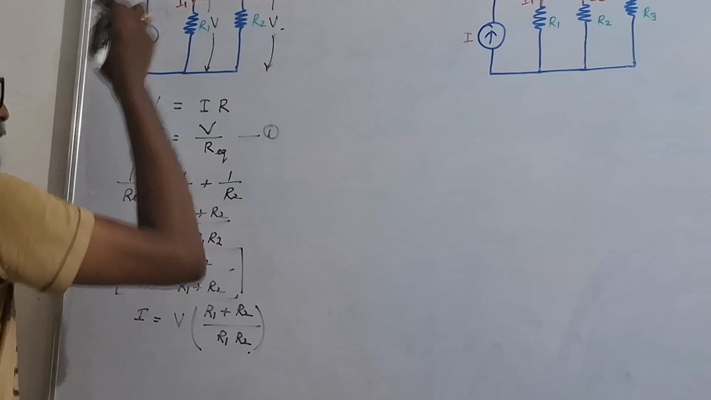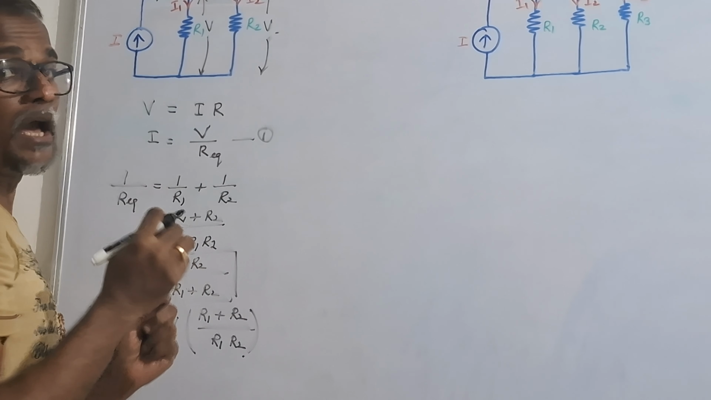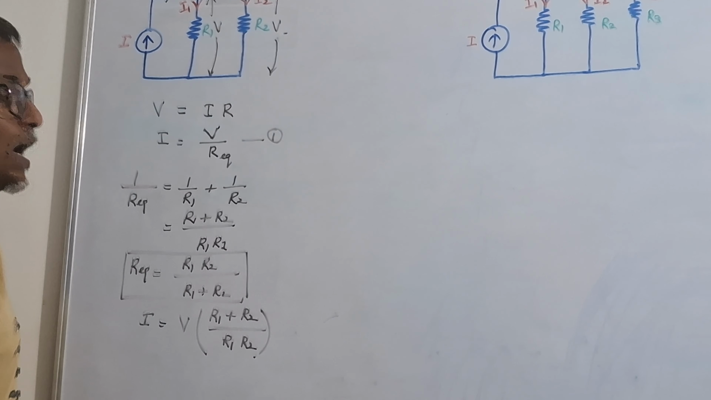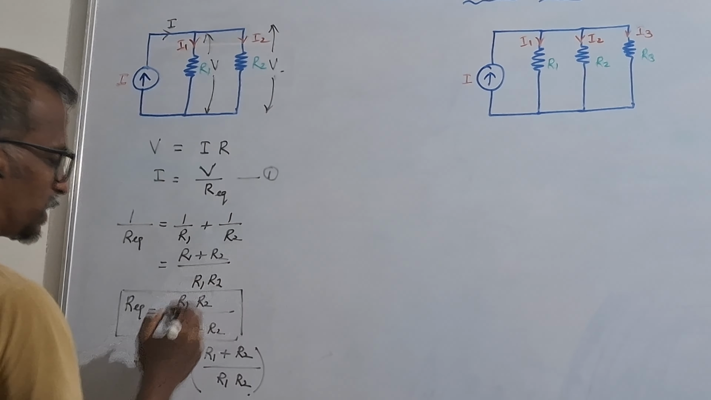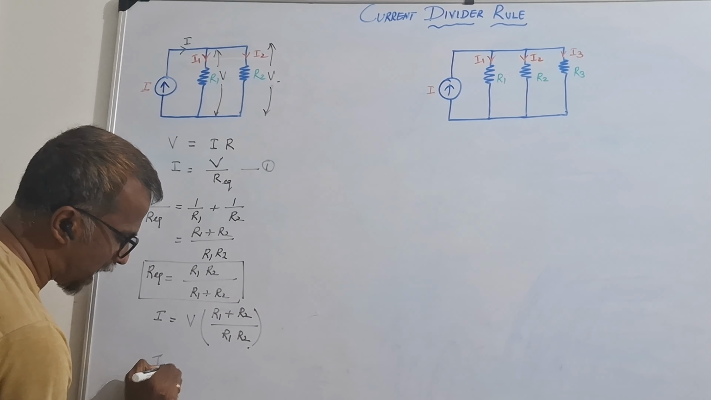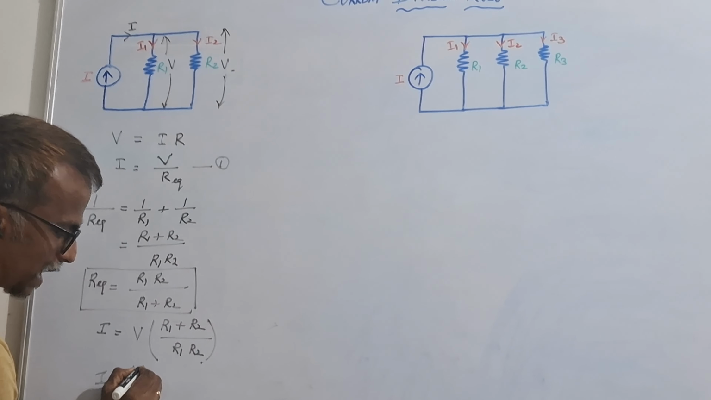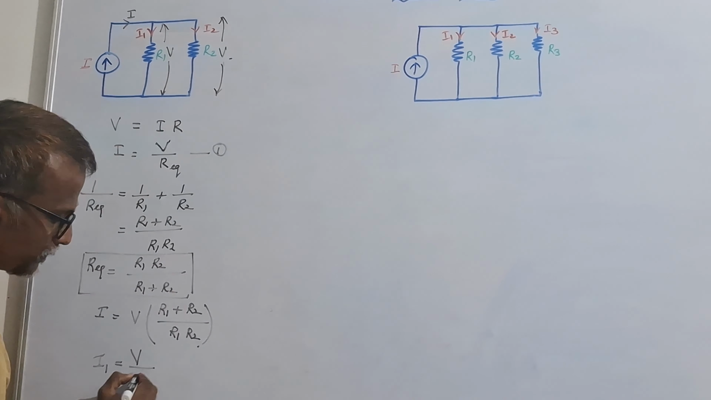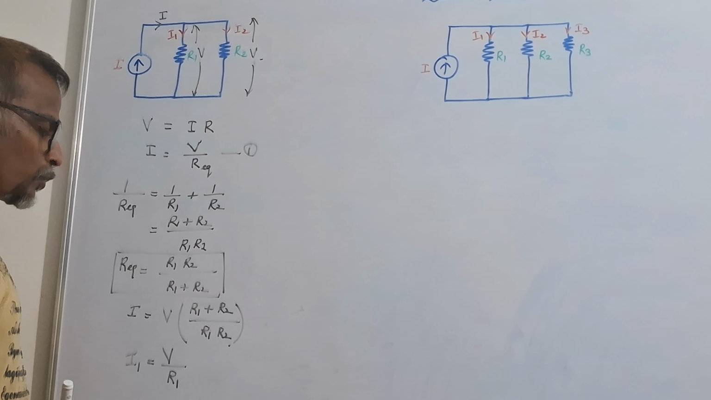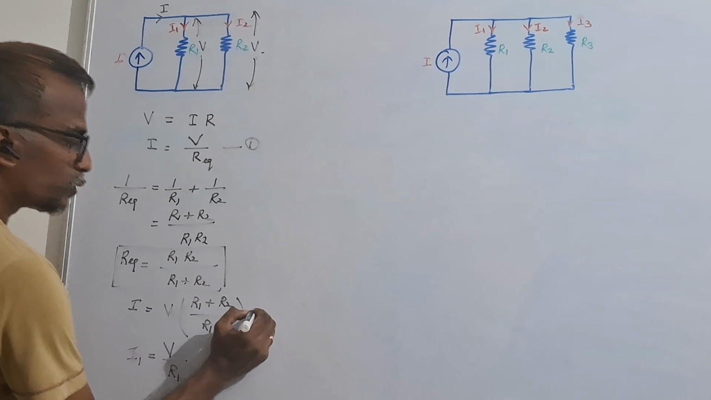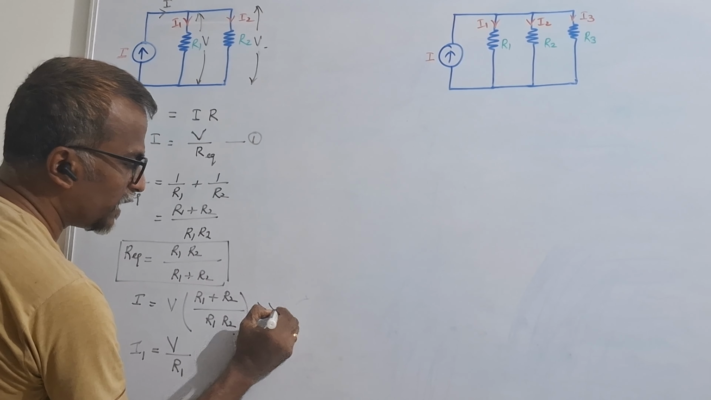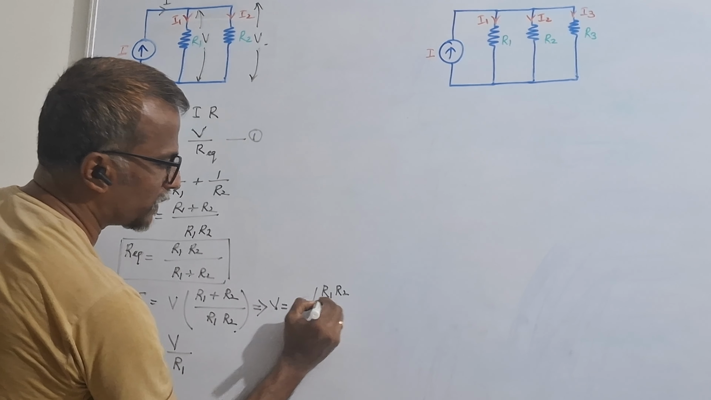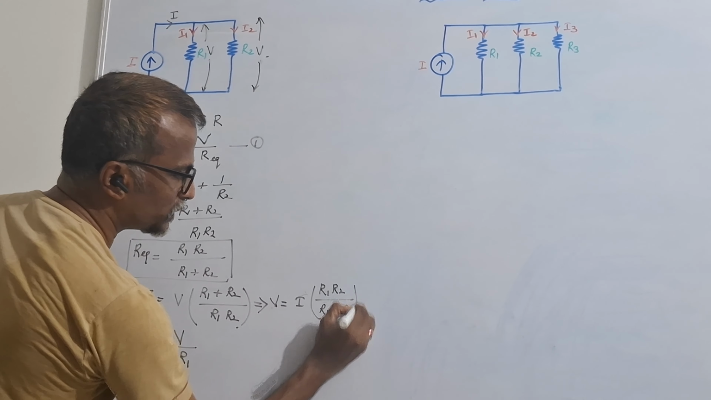Now we are going to find I1 and I2, the current flowing through resistance R1 and the current flowing through resistance R2. How do we find the current flowing through R1? That is I1. I1 is equal to V divided by R1, since in a parallel connection the voltage is the same. From the earlier equation, V is equal to I into R1 R2 divided by R1 plus R2.